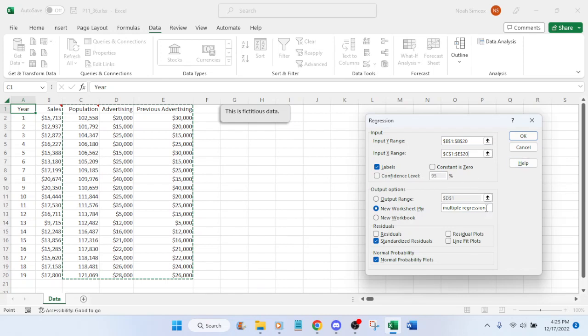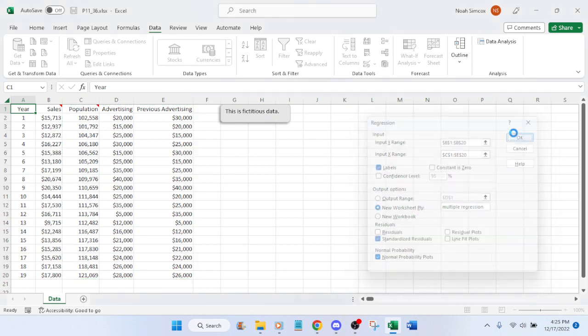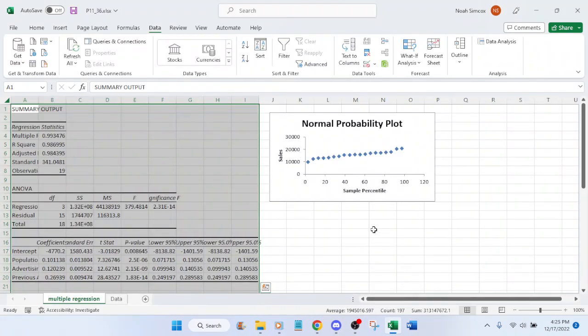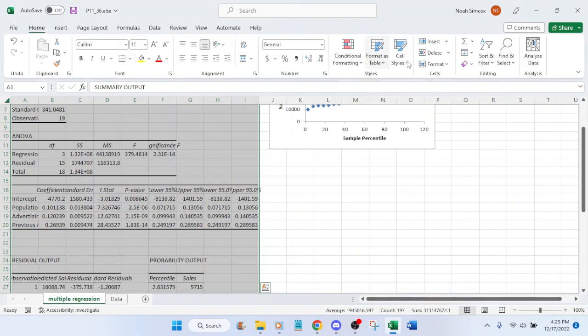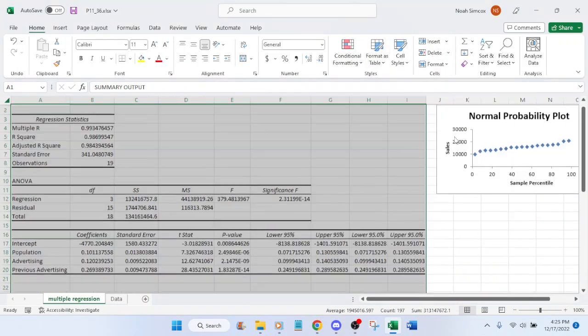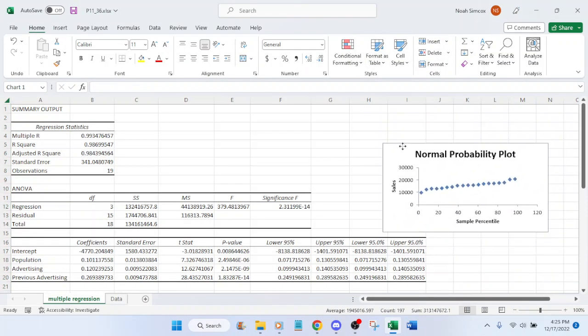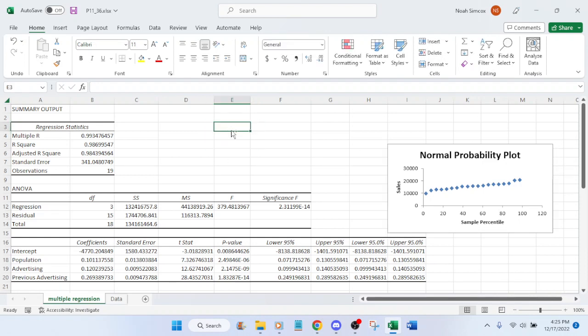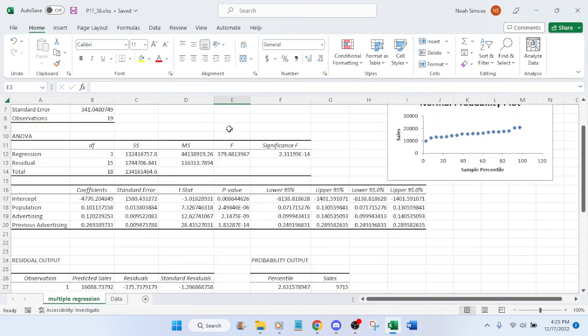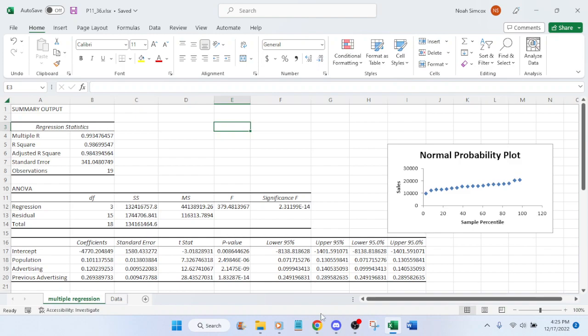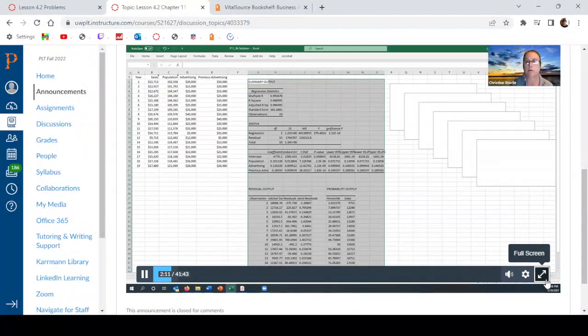Multiple regression. Stop. So there we go. And then we are getting 2.31. Getting 2.31.